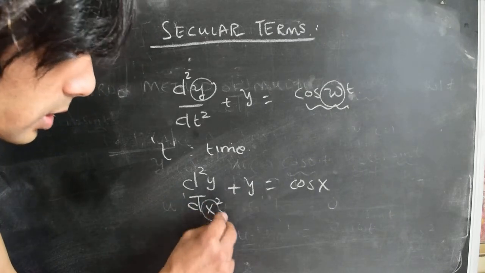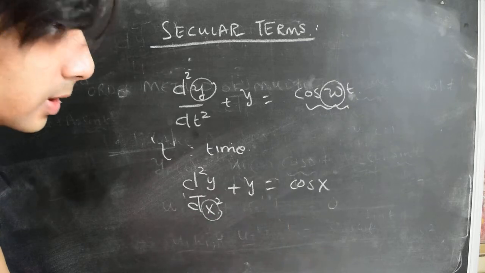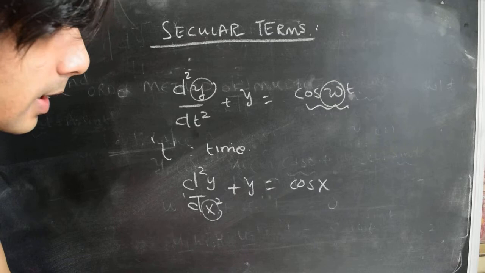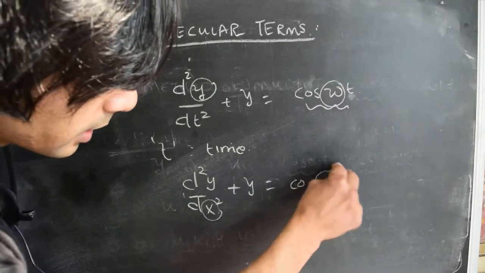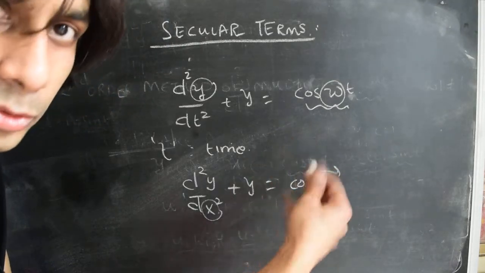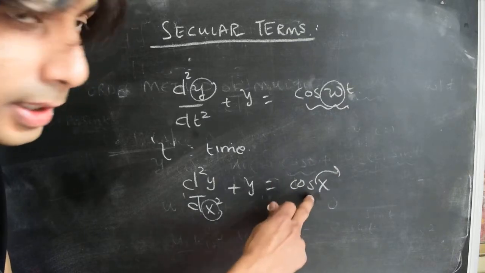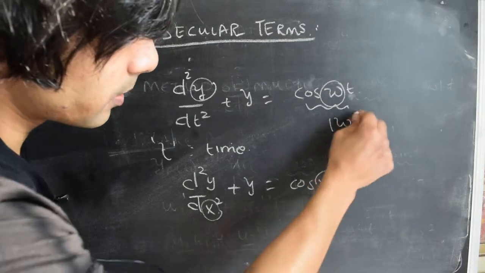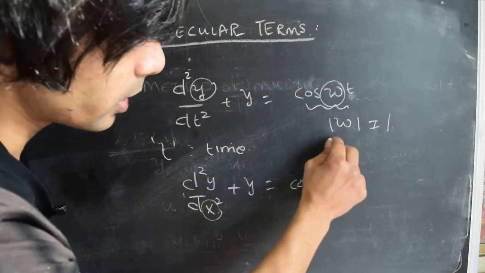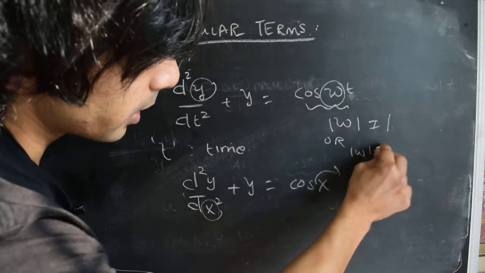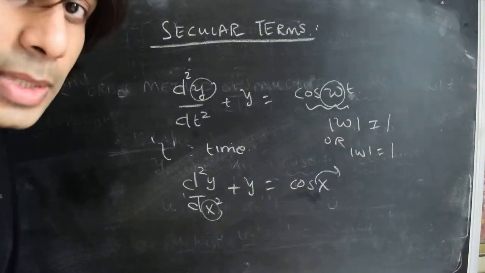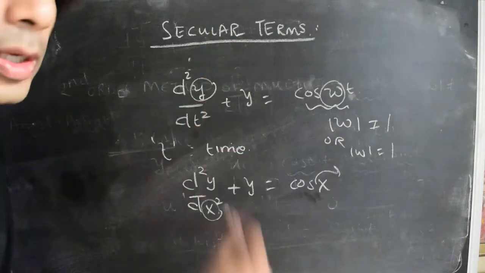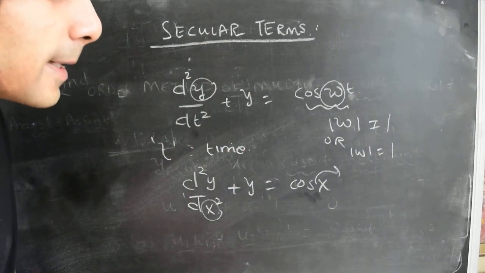And there x was considered to be a spatial variable, and we solved this equation using the method of variation of parameters. In that case, notice that the frequency, or the wavelength, since we are talking in terms of spatial variables, was 1. And here again, for omega, there are two cases: when mod of omega is not equal to 1, or when mod of omega is equal to 1. These two cases have to be considered separately, and in fact, this is the main idea behind how a secular term comes about.